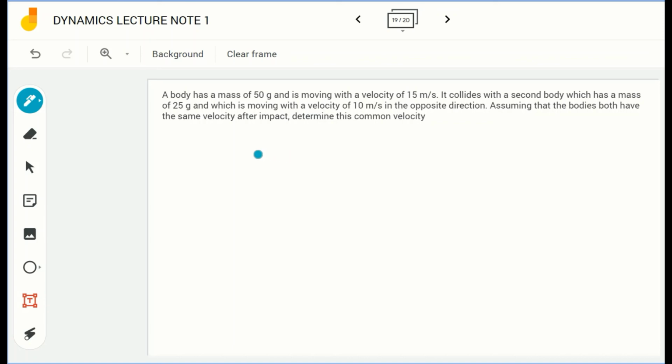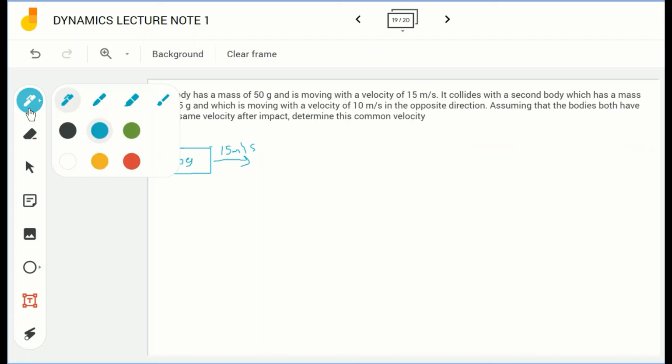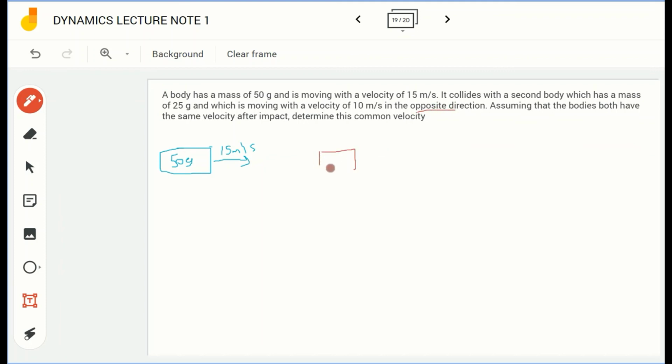To solve this question, I will draw a diagram. It says a body of mass 50 grams, so I can draw the body of mass 50 grams. It's moving with a speed of 15 meters per second. It collides with a second body which has a mass of 25, and it's moving in the opposite direction. So the mass of 25 is moving in this direction with a speed of 10 meters per second. All right, this is 25 grams.